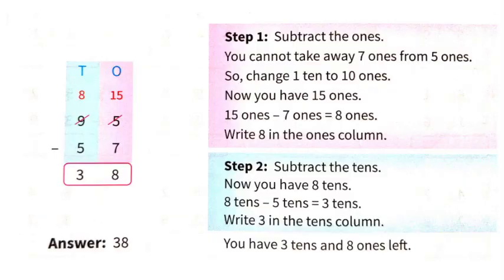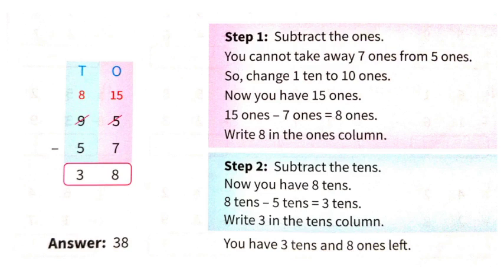Subtraction with regrouping. To deduct 57 from 95, the first step is to subtract the ones. You cannot take away 7 ones from 5 ones. So change 5 ones to 15 ones. 15 ones minus 7 ones equals 8 ones. Write 8 in the ones column.